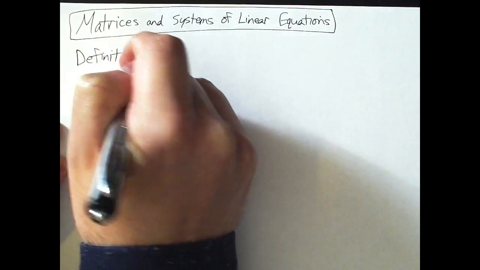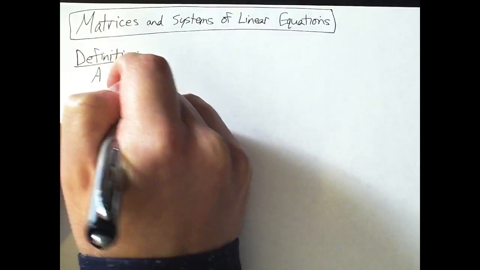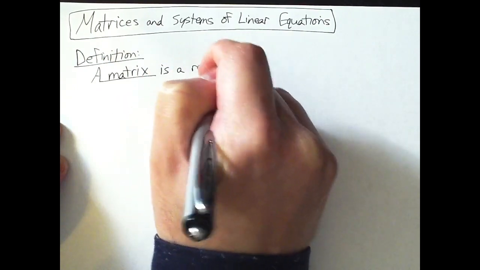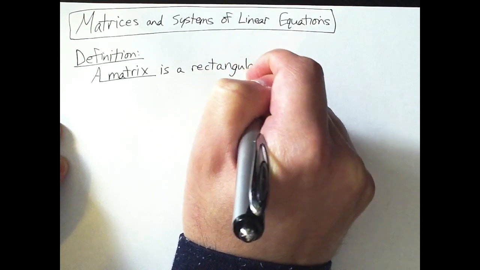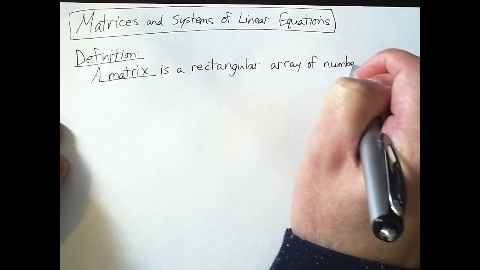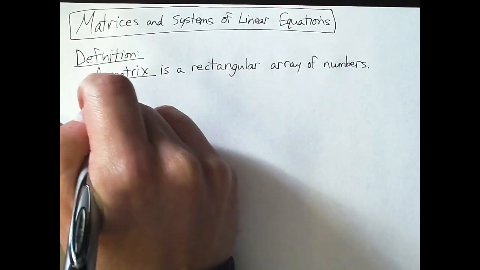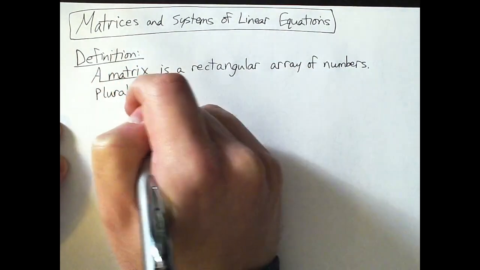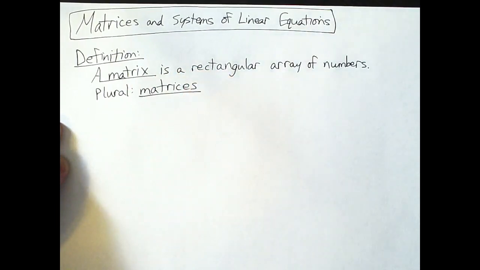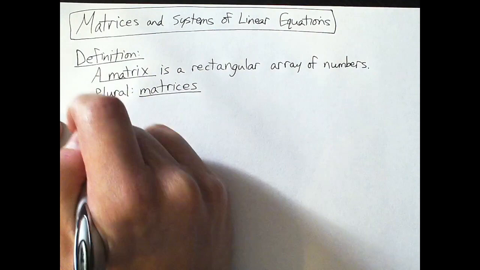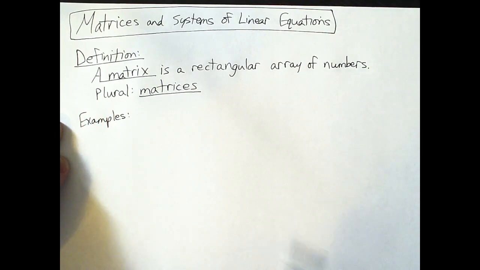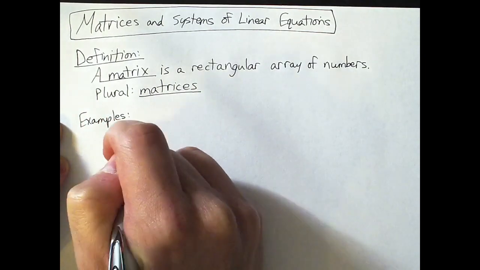We're going to give a definition here. A matrix is a rectangular array of numbers. And the plural form, when you have more than one of these, you call them matrices. Some examples, just quick examples of matrices. These are not really problems for us. They're just objects.